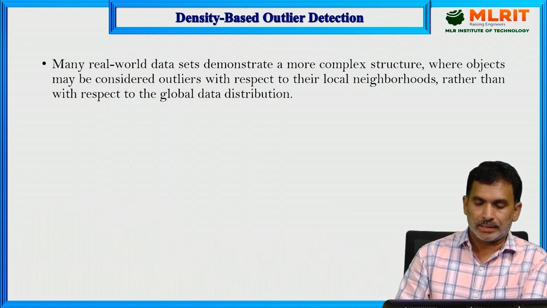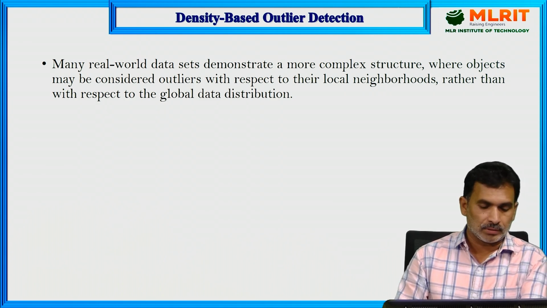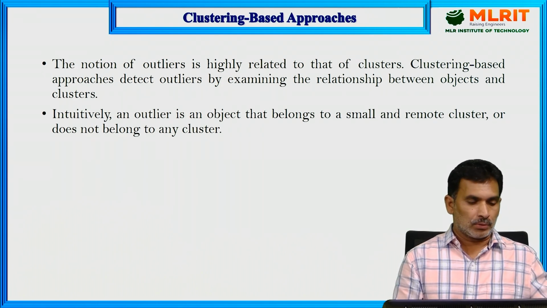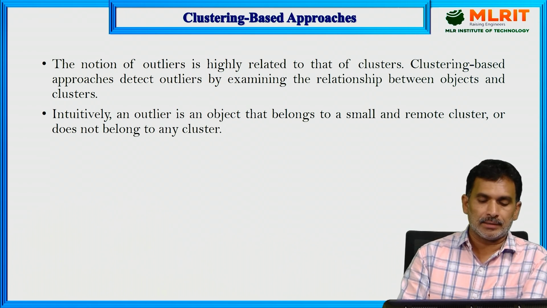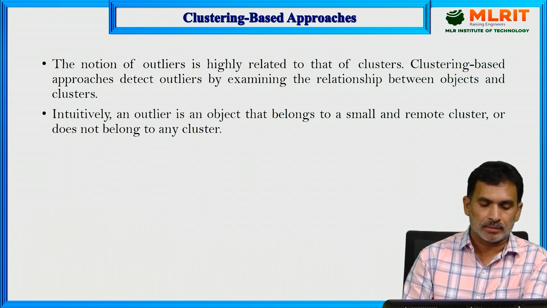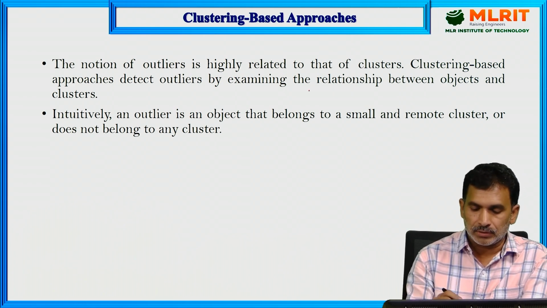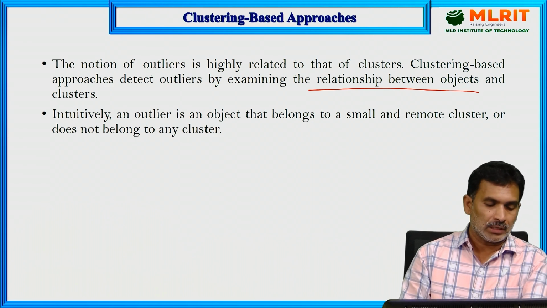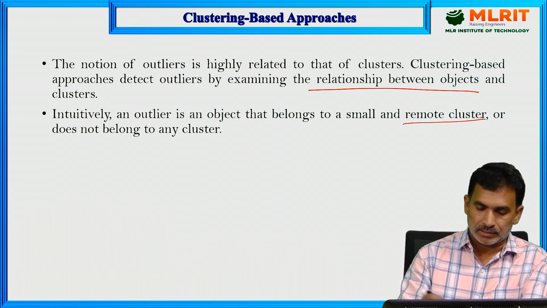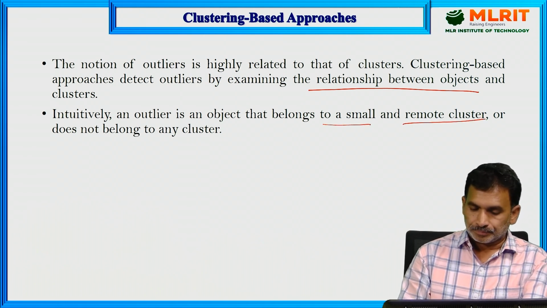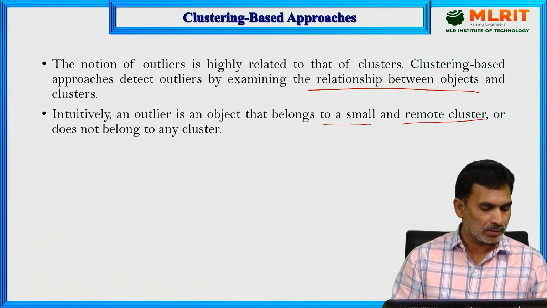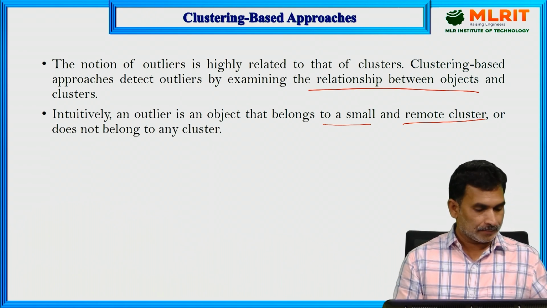Many real-world data sets demonstrate a more complex structure, where objects may be considered outliers with respect to their local neighborhoods rather than with respect to the global data distribution. In clustering-based approaches, the notion of outliers is highly related to that of clusters. That is, clustering-based approaches detect the outliers by examining the relationship between the objects and clusters. Intuitively, an outlier is an object that belongs to a small and remote cluster, as we already discussed in the previous lecture. It does not belong to any cluster, or it may belong to a very small cluster.